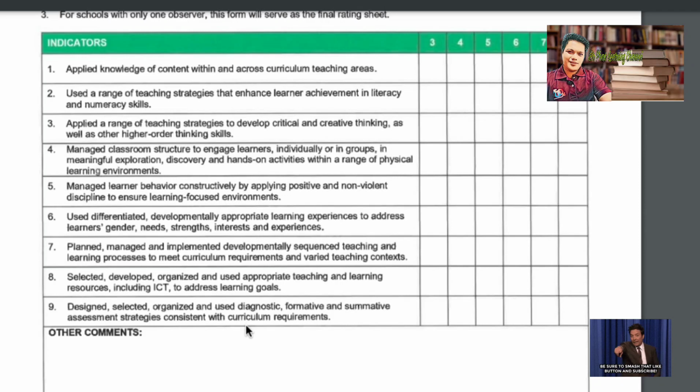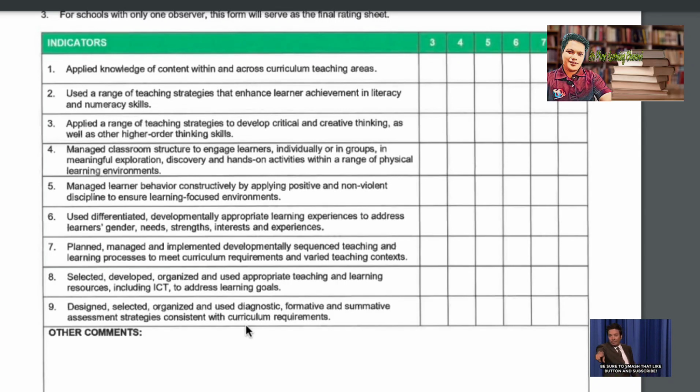4: manage classroom structure to engage learners, individually or in groups, in meaningful exploration, discovery, and hands-on activities within a range of physical learning environments. 5: manage learner behavior constructively by applying positive and non-violent discipline to ensure a learning-focused environment.